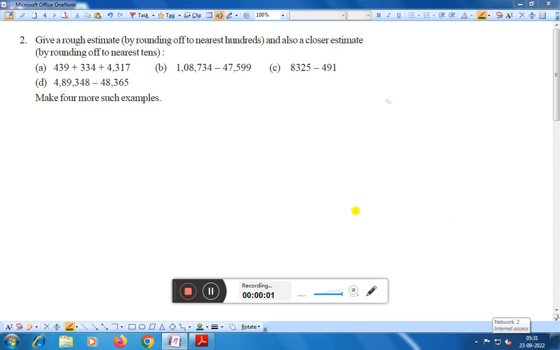Dear friends, today we will discuss question number 2. Give a rough estimate by rounding off to nearest hundreds and also a closer estimate by rounding off to nearest 10. Exercise 1.3. Now question number A. We will solve this question number A like this.